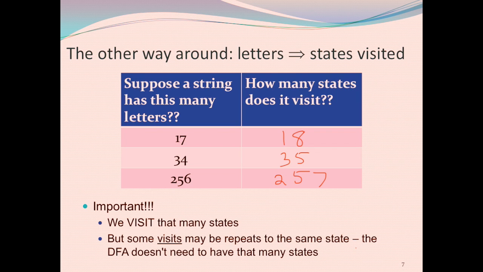But the really important thing about this is we visit that many states, but some visits may be repeats to the same state, right? The DFA doesn't have to have 257 states. We just have to visit 257 states. So let me show you what I mean.